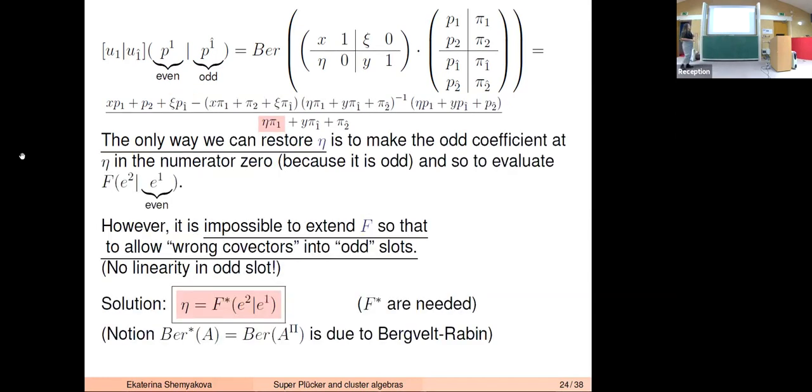Now with eta, it's even worse. It turns out that you cannot do it. So to reconstruct eta, you need to plug an even covector into the odd covector place. But the trouble is you cannot expand by linearity anymore because you don't have linearity. It's a natural thing. You don't have linearity in odd covectors.